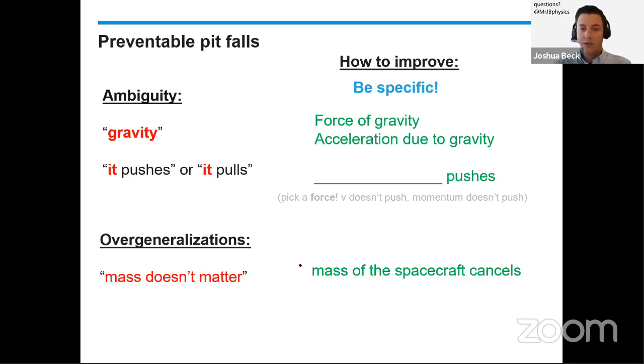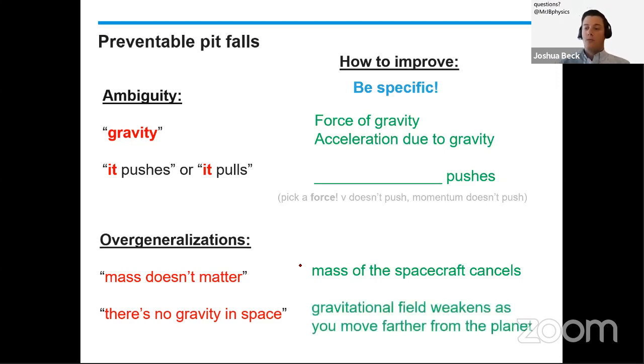The mass of the Earth was in all of those equations. So you can't make an overgeneralization and just say mass doesn't matter. Make sure you're specific. You could say the mass of the spacecraft cancels. We also saw a lot of statements, well, there's no gravity in space. Well, that's an overgeneralization. How could we improve that?